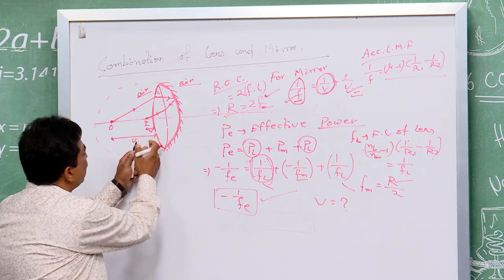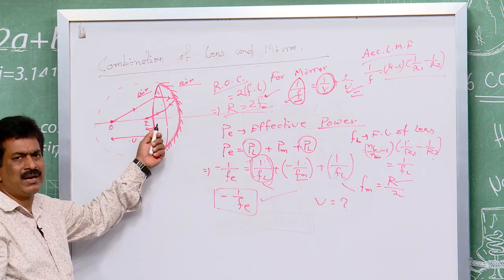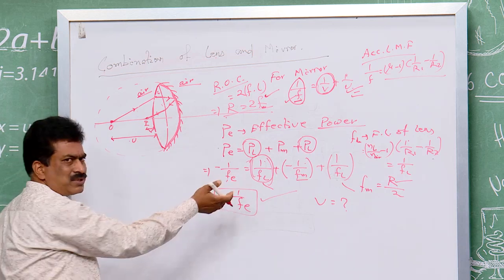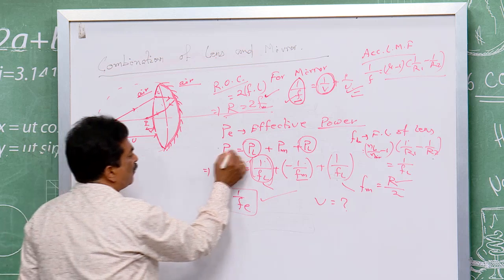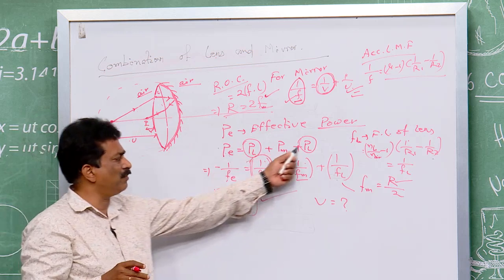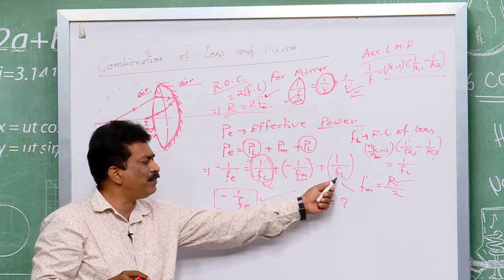So if a lens and a mirror are in combination, then how will you calculate the value of the image distance? This is the process. The first thing is you have to find the effective power. The effective power formula is PE equals PL plus PM plus PL.